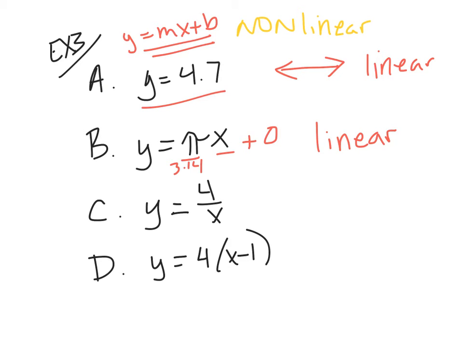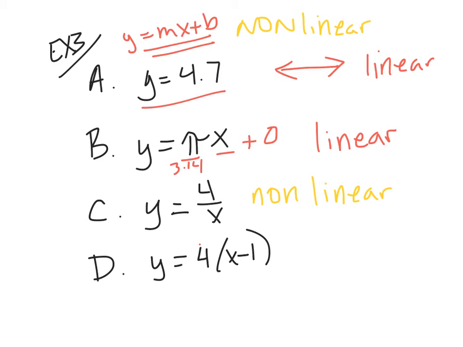Let's look at C. C equals 4 over x. Is this in slope-intercept form? No, it has the 4 on top of the x. You'll notice this is indirect. Direct, indirect. So this one would be considered our nonlinear form. You cannot draw a straight line out of this.